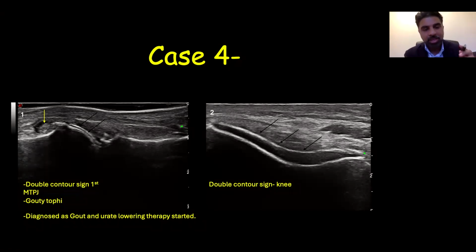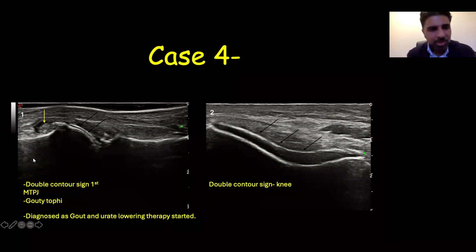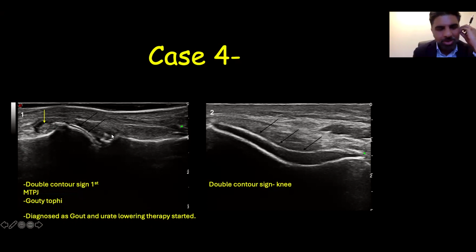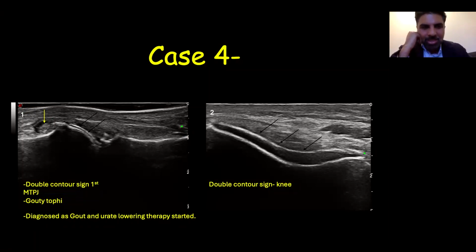gout. So if we look at the image on the left-hand side, image number one, the black arrows indicate this kind of calcification around the hyaline cartilage. And this is quite classic of gout, and this is what we call the double contour sign. And if you look at the other arrow, which is a green arrow, I think, that does indicate that there's a little bit of calcification there, which could represent what we call a gouty tophi.